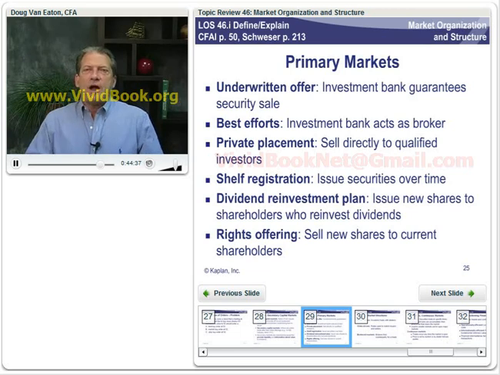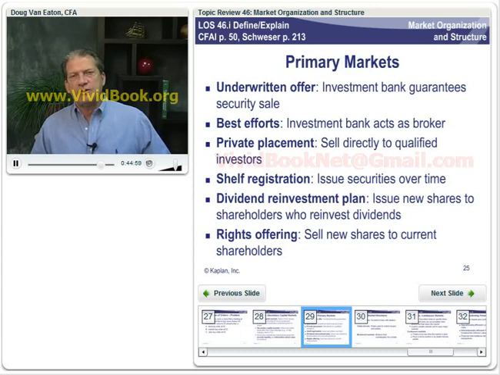In a private placement, we're selling directly to qualified investors. So these are not securities that are registered for public trading. A shelf registration refers to registering securities for an offering, but then selling them over time. Okay? So this can be done with bond offerings. It can be done with stock offerings, but it's not done as often.